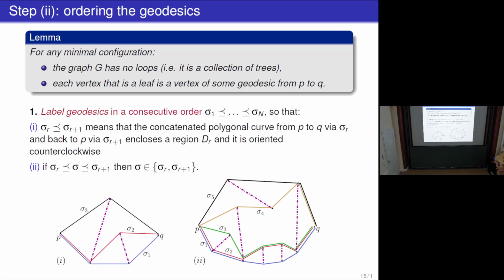So it's not hard to observe that in the minimal configuration there are no loops. That is, there are no cuts that will create a cycle, because if there was, you could open one of them and the geodesic distance would be the same.